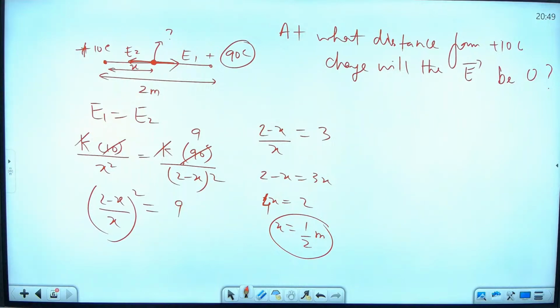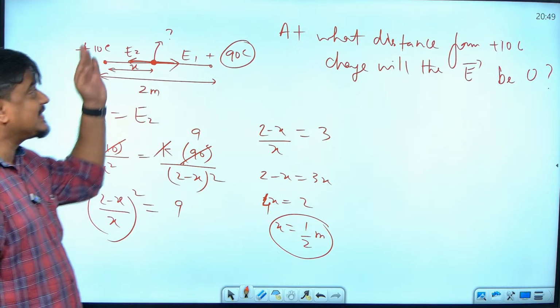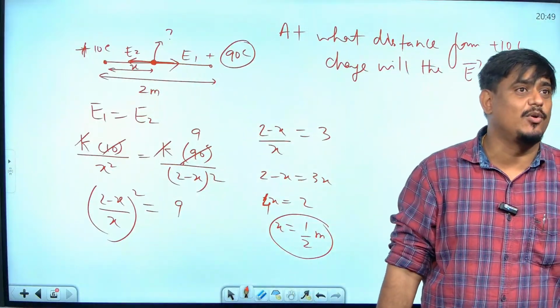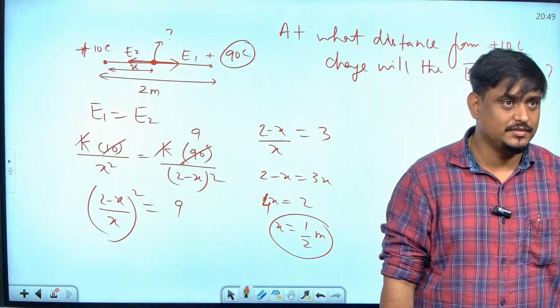So how can we neglect it? We cannot neglect it. I hope you are getting my point. And since the plus 90 coulomb charge is there, that's why we are able to get the net electric field as 0. Understand my point, Deva? Yes, sir.